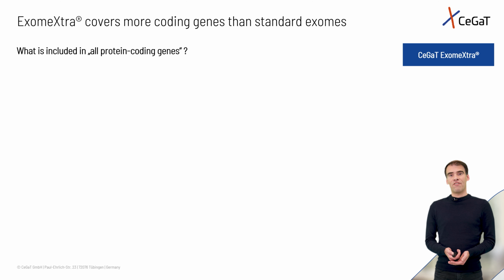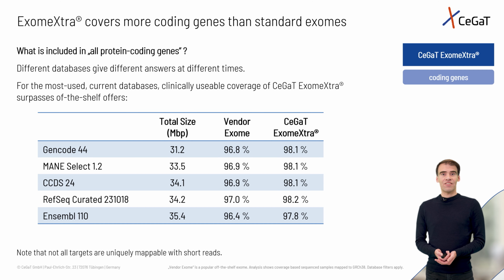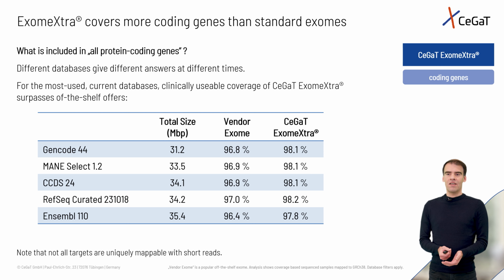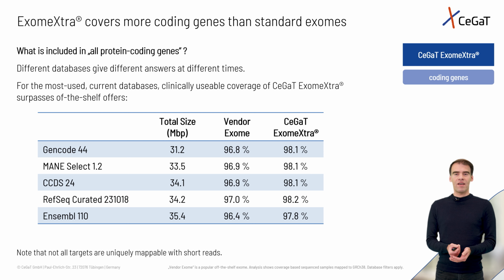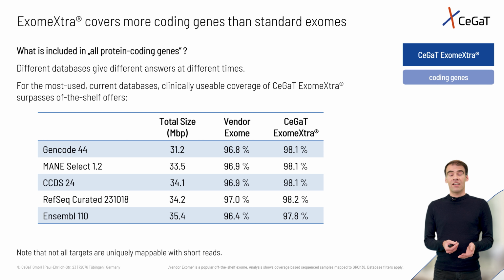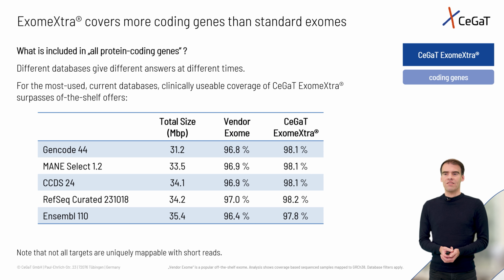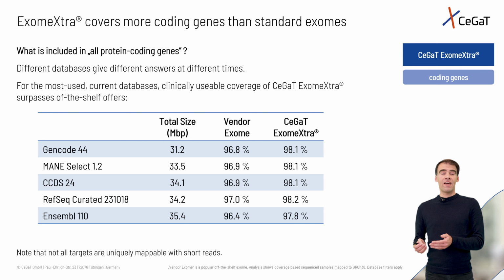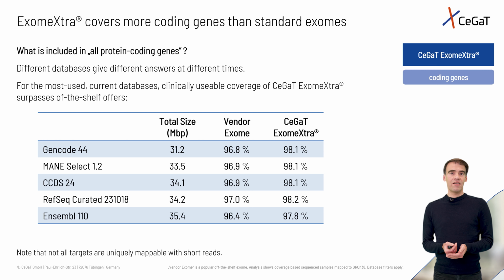There are different databases that define the human exome, and they give different answers about the size of the exome. So as you can see here, the 5 most used current databases vary in size for the human exome between about 31 megabases and about 35 megabases. And if you use an off-the-shelf exome, you cover a decent amount of these regions. CeGaT ExomeXtra, because we use current databases, covers more of the databases. And as you can see, we have a coverage of about 98% on all of these databases. It's important to note that with short-read sequencing technology, we cannot reach 100%. There are always regions in an exome that are too repetitive for short reads to cover.